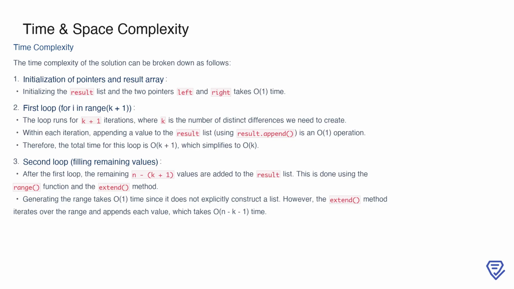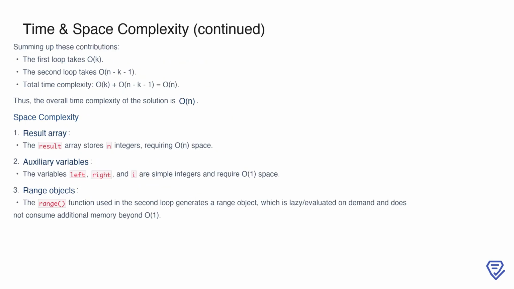Finally, we have the second loop, which adds the remaining n minus k minus 1 values to the result array. Although generating the range for these values is efficient at O(1), the extend method iterates over the range and appends each value, giving this loop a time complexity of O(n - k - 1). Now, combining the contributions from both loops, the first loop takes O(k), and the second loop takes O(n - k - 1). When we add these together, we have O(k) plus O(n - k - 1). This simplifies to O(n), as n is the dominant term. Therefore, the overall time complexity of the solution is O(n).